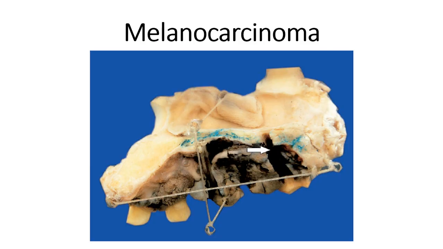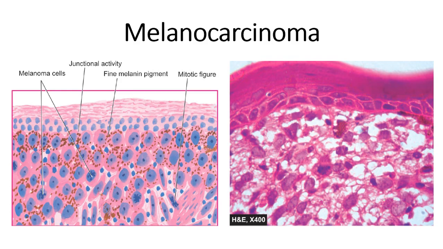However, how about the benign type? Melanocytic tumor, the benign type, we call it melanocytoma. Here, this is the melanoma or melanocarcinoma, melanoma. You can see here abnormal and irregular patterns of the melanocytic cells in the epithelial layers.